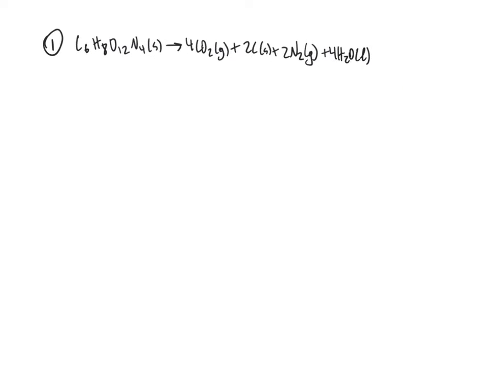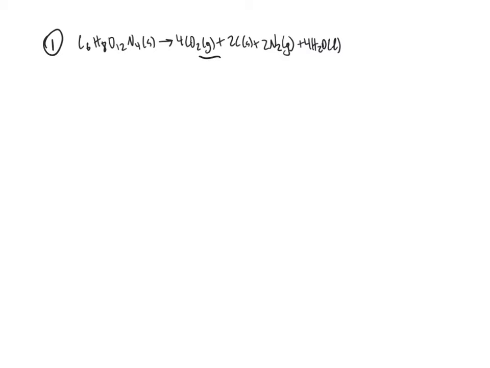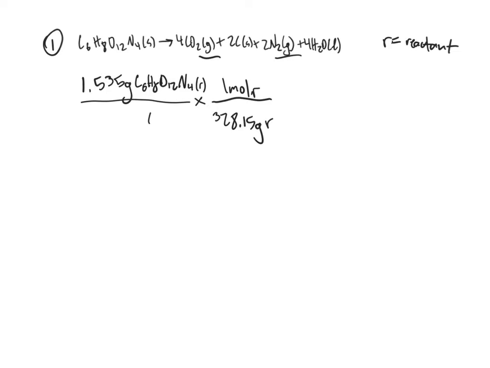For problem number 1, we're going to start by writing out our reaction, and then we're going to find the moles of the gases produced. So we'll start with CO2, beginning with the grams of our reactant, and then we will use that reactant's molar mass to find the moles of reactant, and then we will use the molar ratio of CO2 to C6H8O12, 4 in this reaction, to find the moles of CO2.